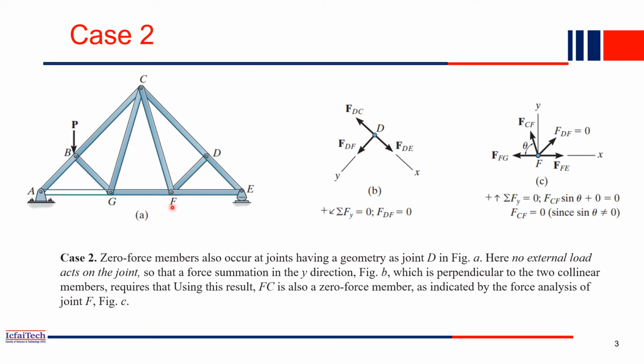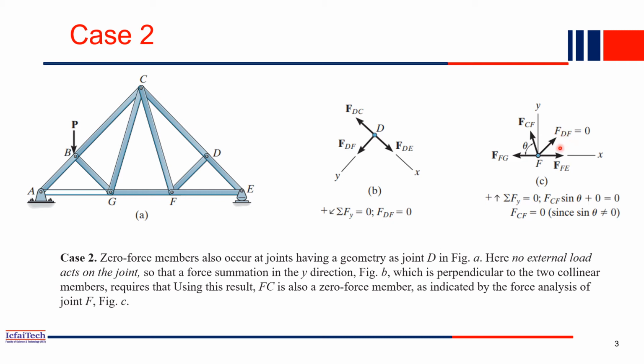Now if you draw the free body diagram of joint F, this is joint F. What you can see in joint F is FDF. This force we computed, it is 0. So FDF is 0. Now you have another force, FCD. And this one is FCF. So FCF is there. Now if you apply summation of all vertical forces equal to 0 about this point, then what will you get?